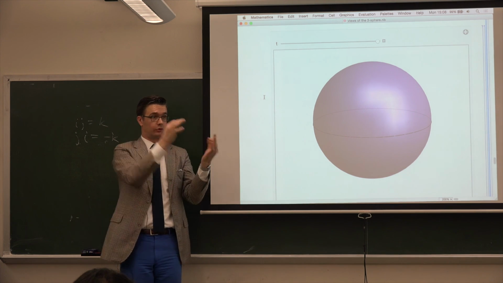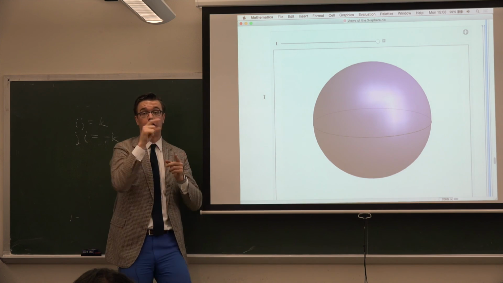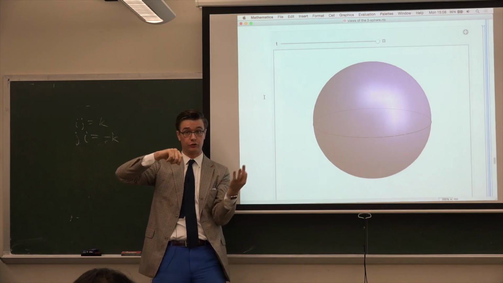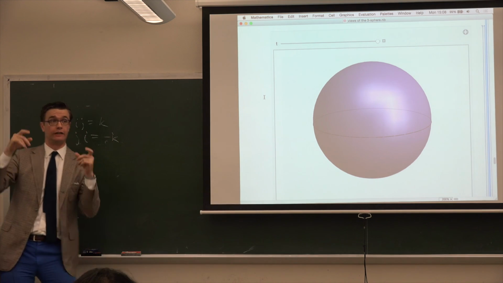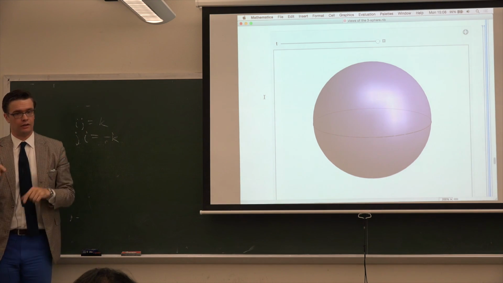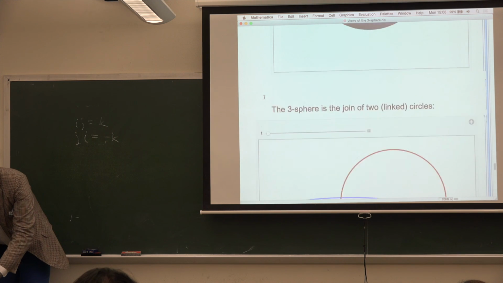So what is the three sphere? So two one spheres, right? In fact, we already saw, it's also the zero sphere and the two sphere, which we saw before. That was the suspension picture, right? But we can also do it as the join of two one spheres. So here's that picture.